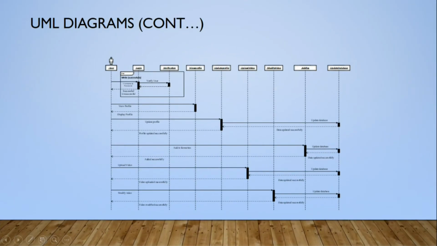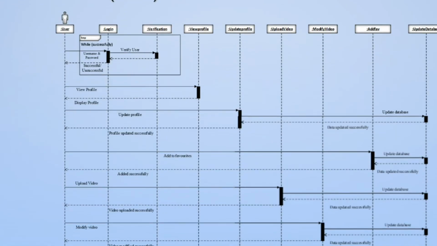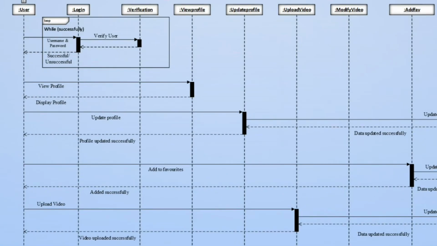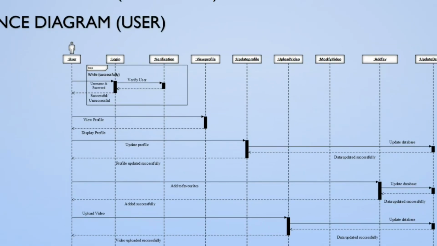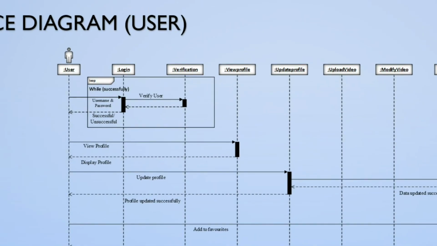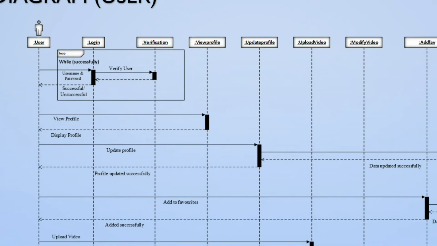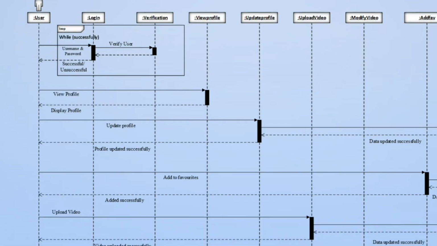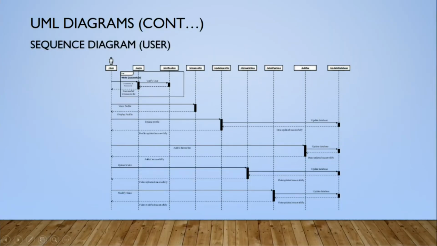Similarly, the sequence diagram of the user is here. Here you can see the user will input the username and password, then the system will validate and verify it. If the credentials are true, then the user will be logged into the system ExiTube. Then he will do multiple tasks.